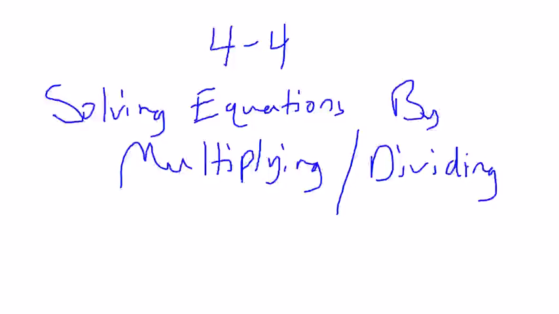Lesson 4-4, solving equations by multiplying or dividing. In Lesson 4-3, we learned how to solve equations that involved addition and subtraction. So as a quick review, let's solve the equation x minus 3 equals 12.